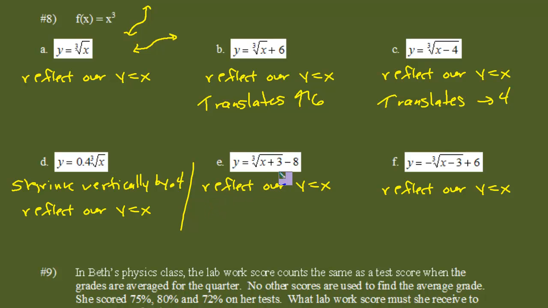E, we have two translations. This plus 3 translates it to the right, and this minus 8 translates it down. So we'll say translates, I think I said to the right, it's to the left. Translates to the left 3 and down 8.